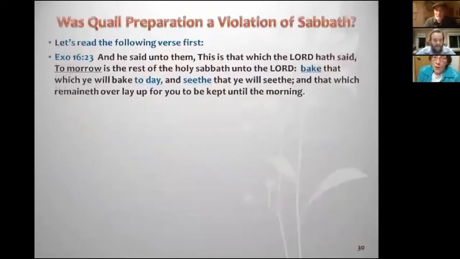Was quail preparation a violation of Sabbath? Let's read the following verse first. In Exodus 16:23, and he, this is Moses, said unto them, This is that which the Lord hath said, Tomorrow is the rest of the holy Sabbath unto the Lord. Bake that which ye will bake today, and seethe that ye will seethe, and that which remaineth over lay up for you to be kept until the morning.